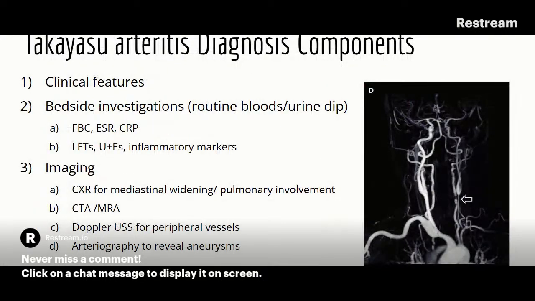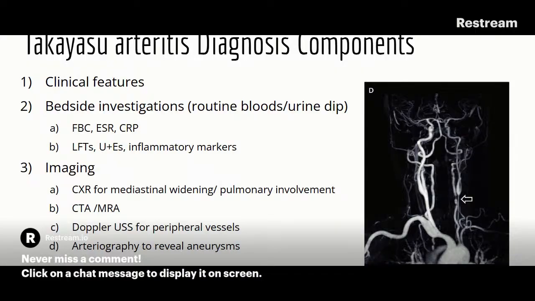Diagnostically, you're going to do all the blood work that you've been doing. You're going to look for these clinical features, and you're mainly going to be focusing on imaging. You're going to look at the chest X-ray for any widening or mediastinal involvement or pulmonary involvement. You're going to do a CT angiogram or an MR angiogram, whichever one you can get your hands on first, because you need to look at what your blood vessels are doing, right?